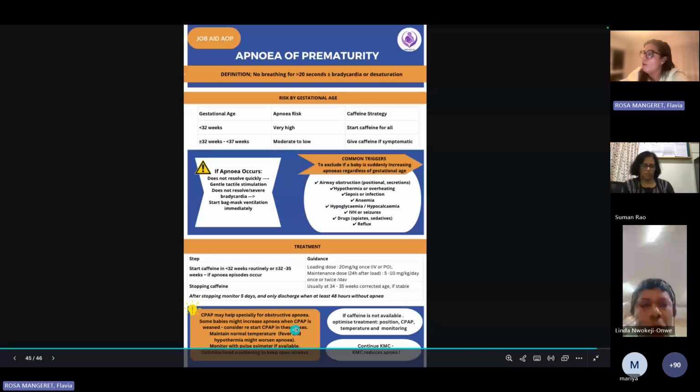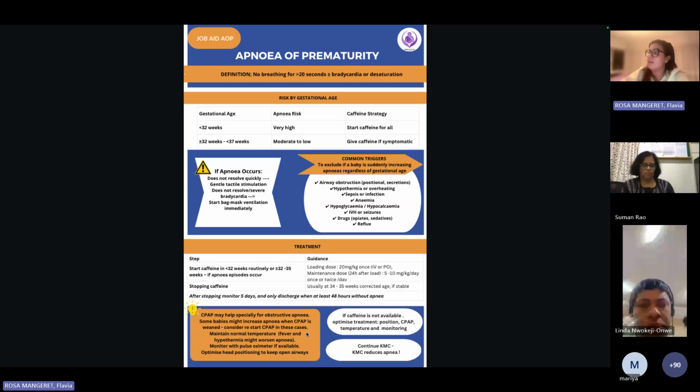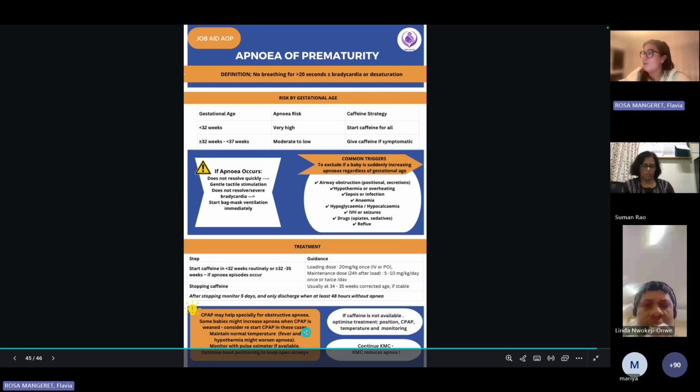CPAP can also help for obstructive apnea. Some babies might increase apnea when you stop CPAP. So if you stop CPAP in a very small baby and the baby starts having apnea, consider that it can be a failure of CPAP, and you can restart CPAP in these cases and see if the baby gets better. Maintain normal temperature, since fever and hypothermia also worsen apnea, and monitor with a pulse oximeter if available, and optimize head positioning always to keep the airways open.